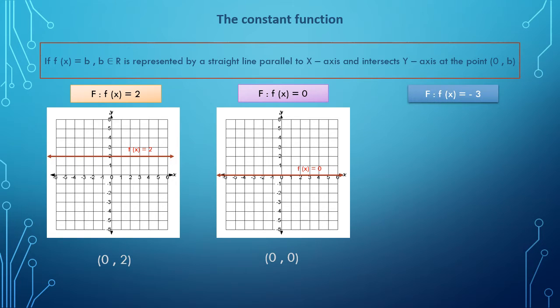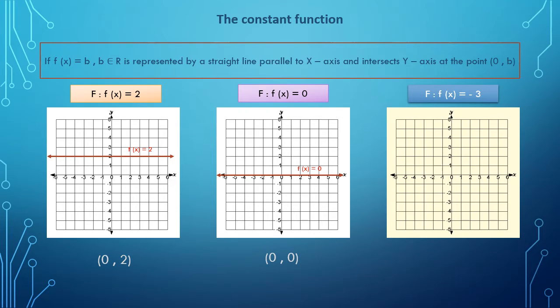The last function will be at a negative value of y. So every domain value that we substitute in this function, it will be constant. So it will be parallel to the x-axis but at -3. So our intersect point here will be (0, -3).